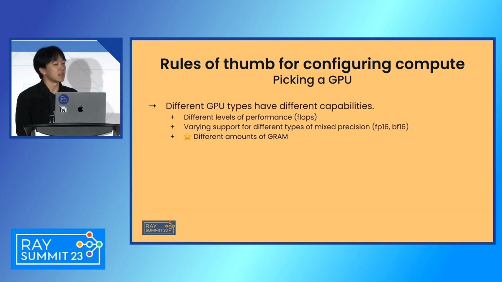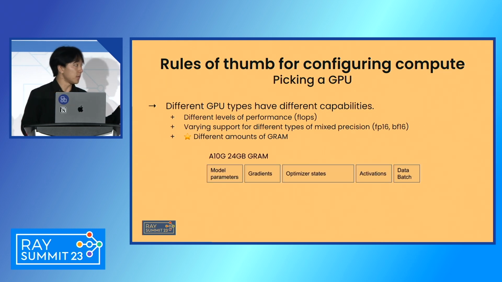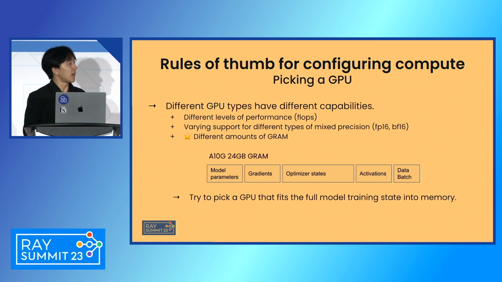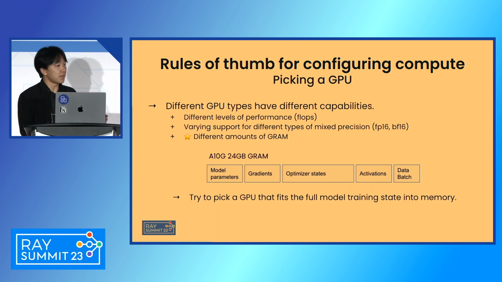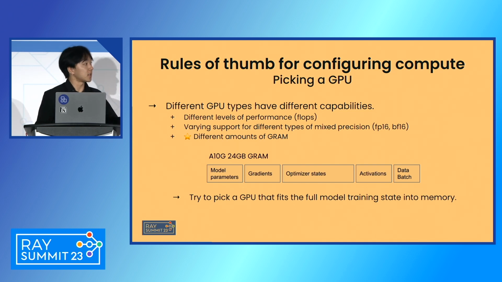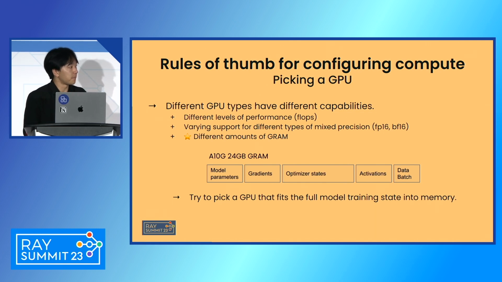And the main bottleneck that people run into these days is the amount of GRAM. On the GPU, you'll have many of these components allocated. You'll have the model parameters, gradients, optimizer states, as well as the data batch, and the activations that are computed on the data batch. Ideally, you want to pick a GPU where your full model training state, all those components there, fits into GPU memory. This is so that we don't have to introduce extra overhead or extra tricks in order to sacrifice extra compute for memory.